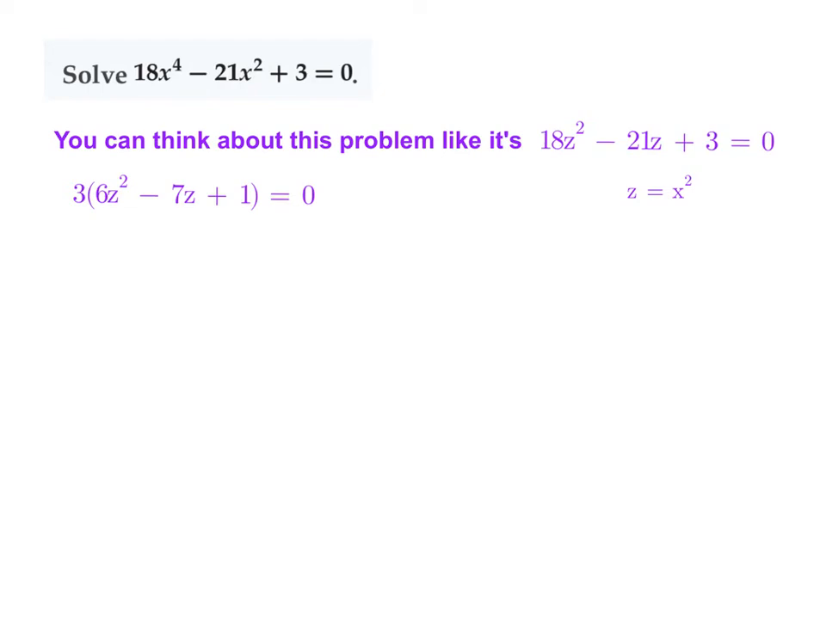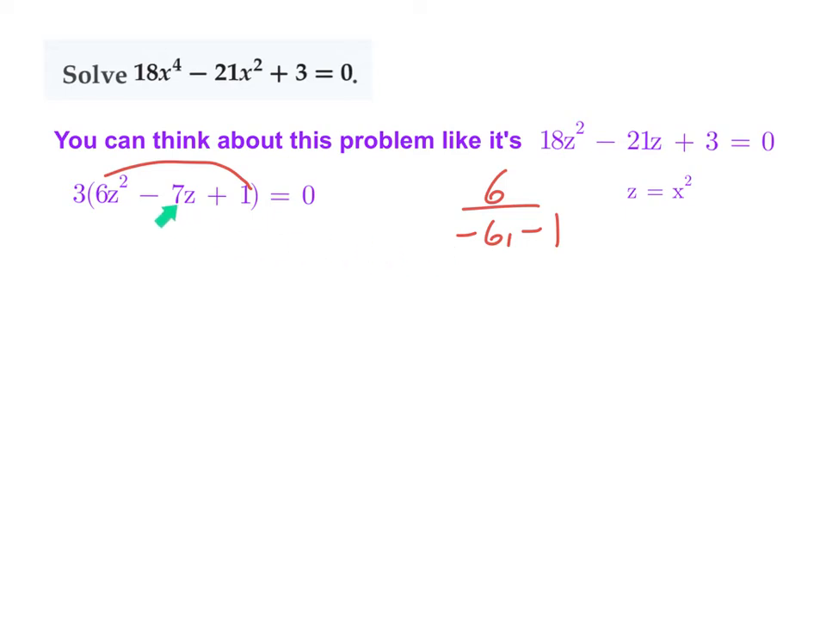Here's how I would start this if I was going to use grouping. We're going to basically just ignore this 3. It doesn't have any impact on the rest of the problem because there's no variable with it. So my first move is to take 6 times 1 and find factors of that add up to -7. And they are -6 and -1.